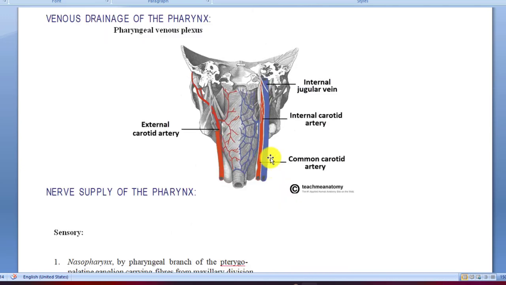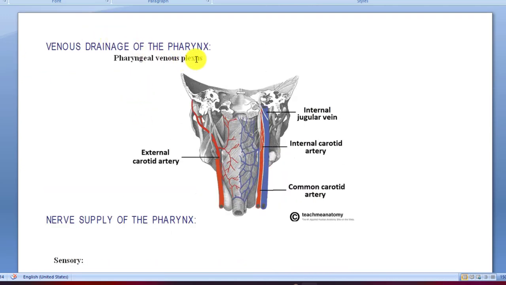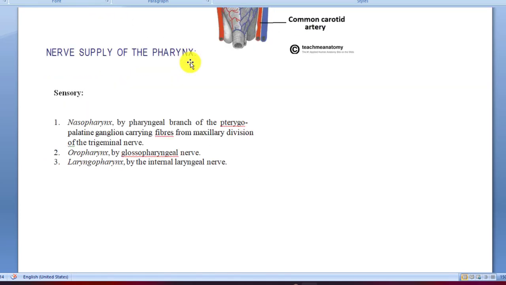Then the next thing is, what about the venous drainage of the pharynx? So the pharynx is drained by some plexuses which are present around the pharynx, and they are called pharyngeal venous plexuses, okay? And about the nerve supply of the pharynx, its sensory nerve supply, look here. The nasopharynx is supplied by pharyngeal branches of the pterygopalatine ganglion carrying fibers from the maxillary division of the trigeminal nerve. So shortly we can say the nasopharynx is supplied by the maxillary division of the trigeminal nerve.